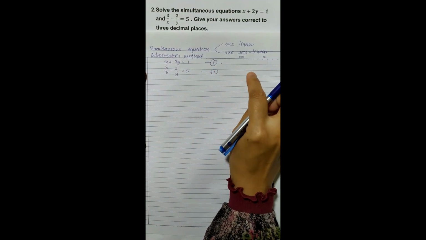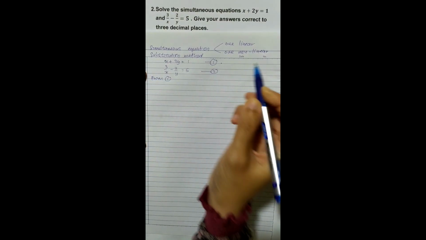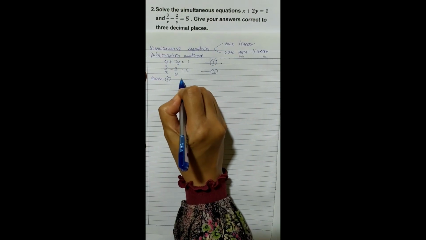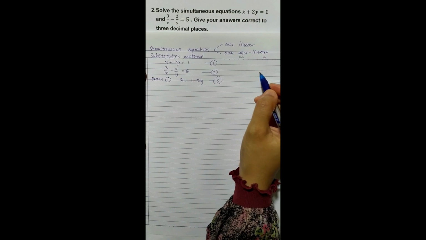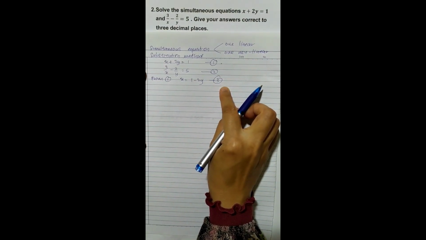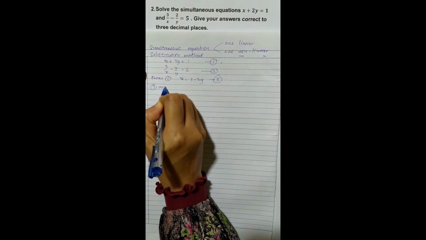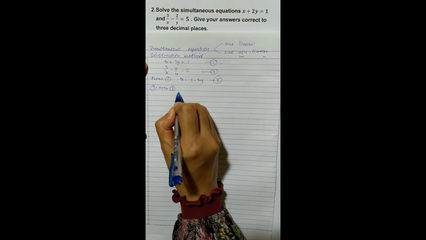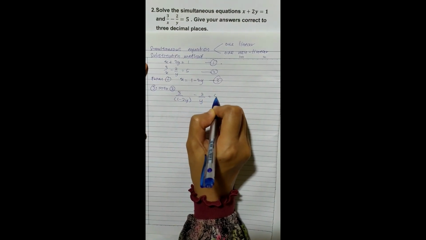So we have to start from the linear equation. From equation 1, choose the unknown whose coefficient is 1. So now we choose x as the subject. So x equals 1 minus 2y. This is equation number 3. Then you substitute equation 3 into equation 2. Whatever x you have, substitute here. So 3 over (1 minus 2y) minus 2 over y equals 5.